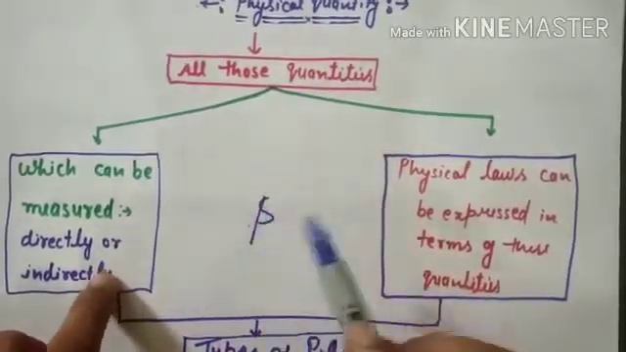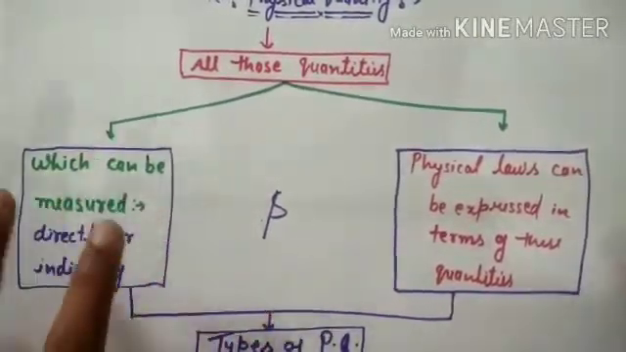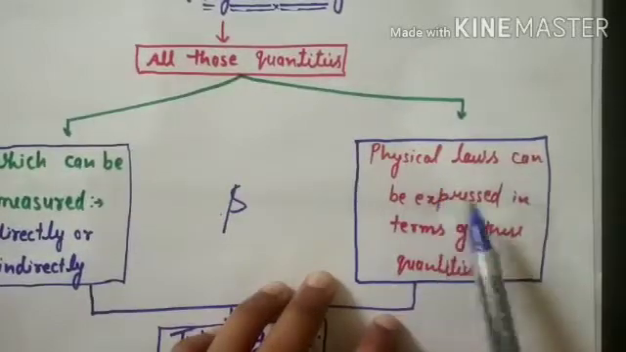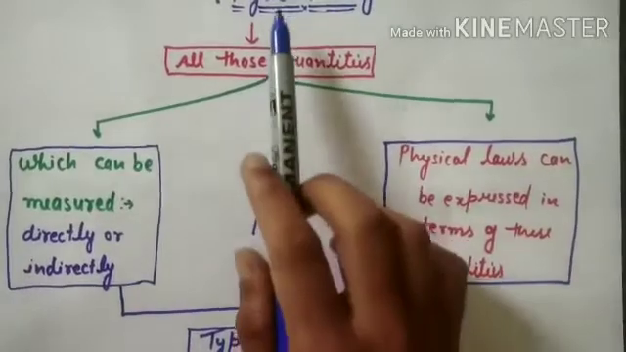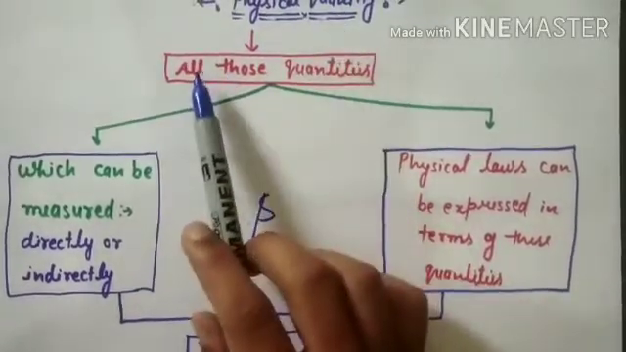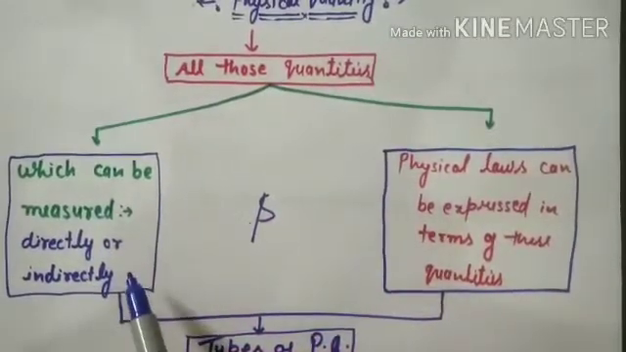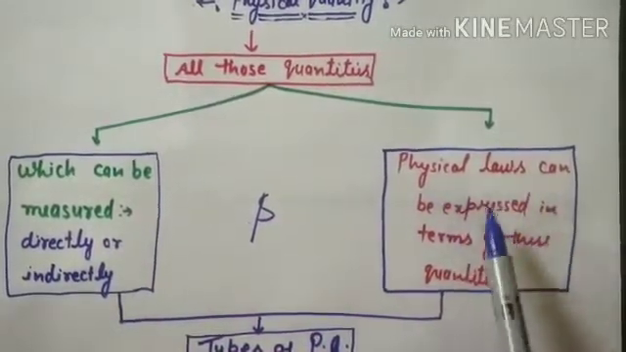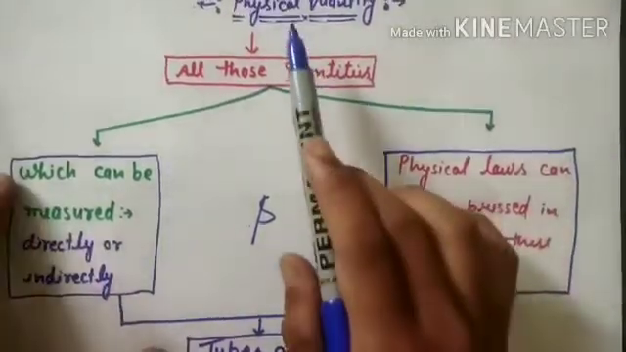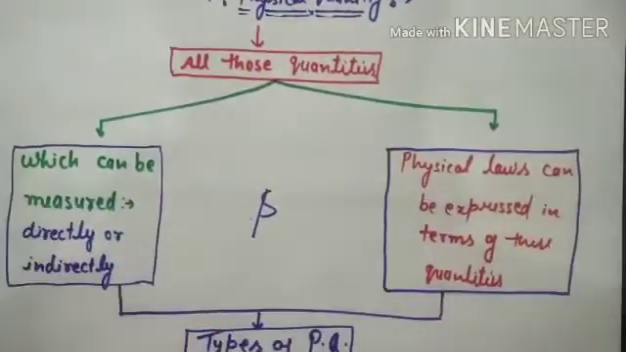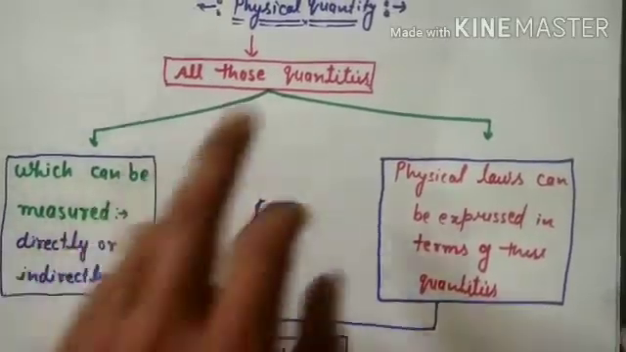And it is not sufficient that all quantities are measurable. Also, physical laws can be expressed in terms of these quantities. So the complete definition of physical quantity will be: all those quantities which can be measured directly or indirectly, and physical laws can be expressed in terms of these quantities. Okay, so this is the basic definition of physical quantity. You have to write this. Okay, and next, so this is the definition of physical quantity.